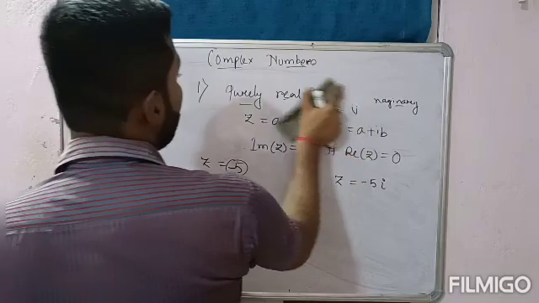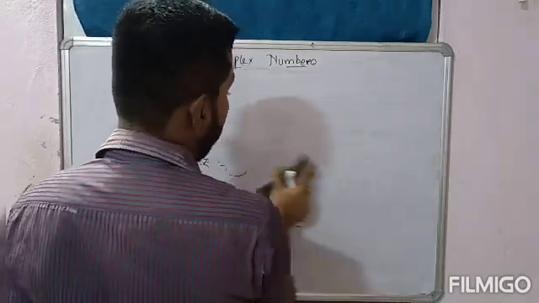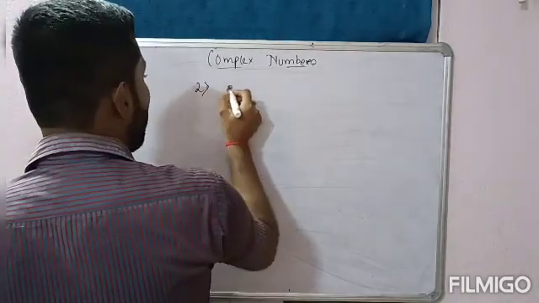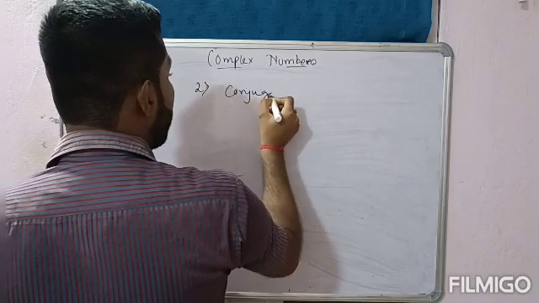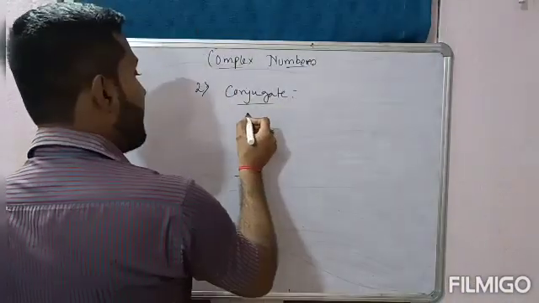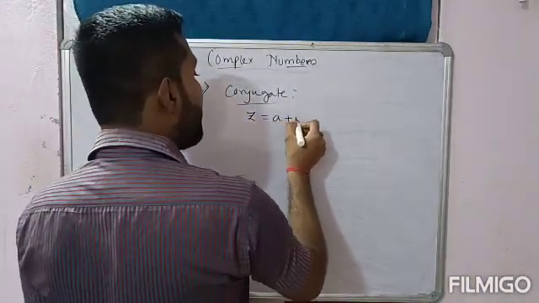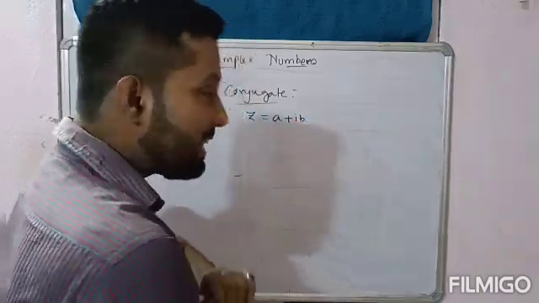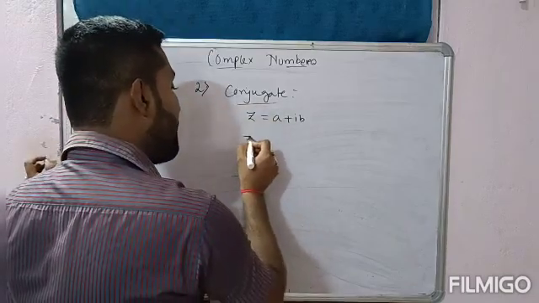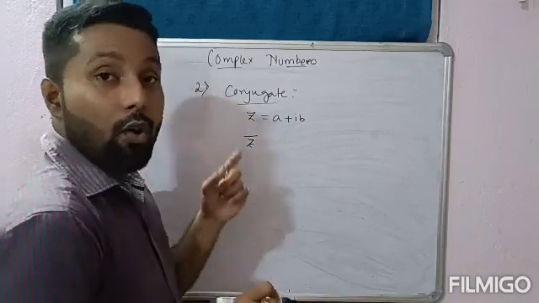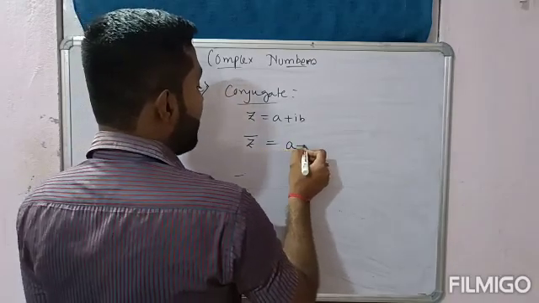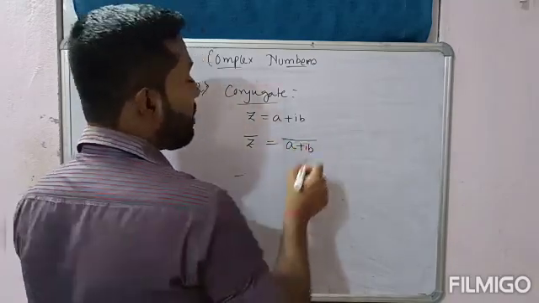Next, property number 2, conjugate of a complex number. What is a conjugate? Look here. If Z is equal to a plus ib is a complex number, then the conjugate of this complex number, which is denoted by Z bar. To make a conjugate, you have to put a bar on it. So this is equal to a plus ib whole bar.